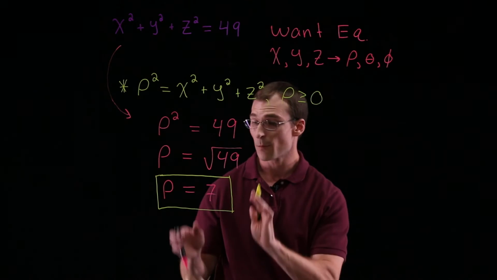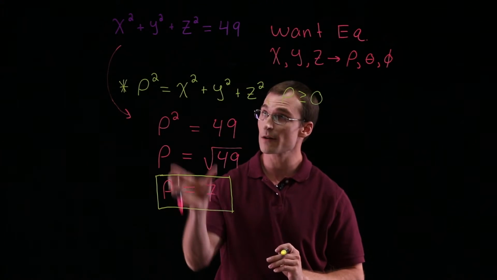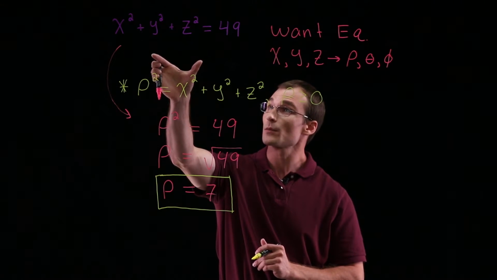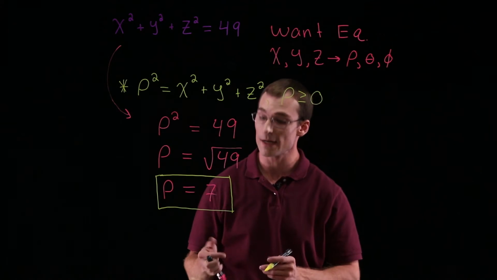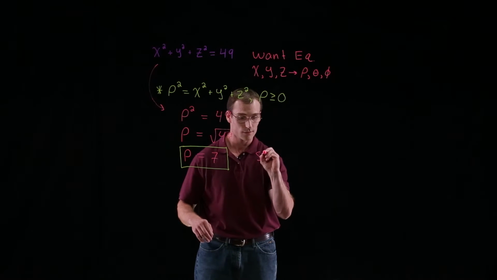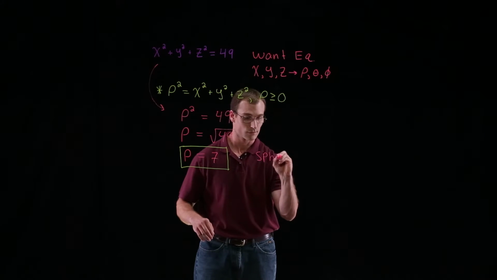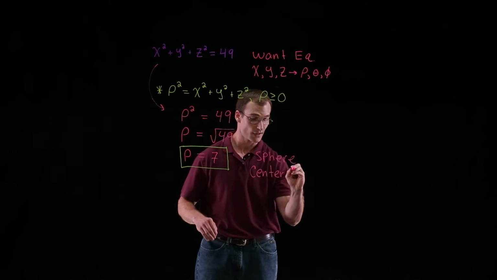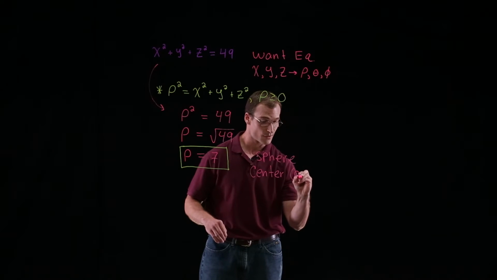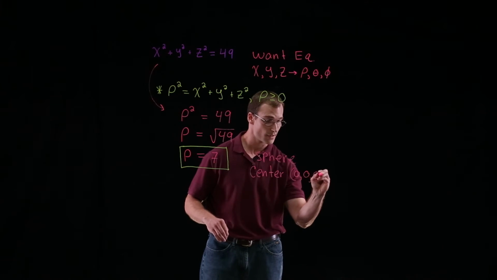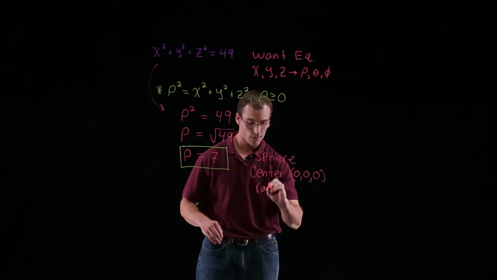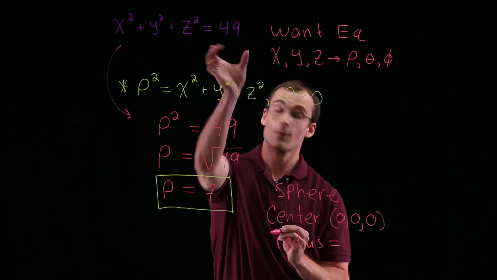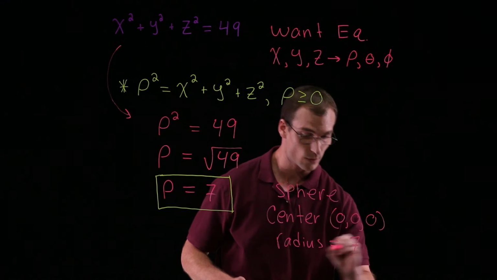So technically we're done, but just to take a moment and compare the surfaces generated by these two equations, which are the same. If we look at our x squared plus y squared plus z squared equals 49, what we have is a sphere with center at the origin. So x is 0, y is 0, z is 0, and our radius is equal to, think of 49 as 7 squared, so radius is equal to 7.